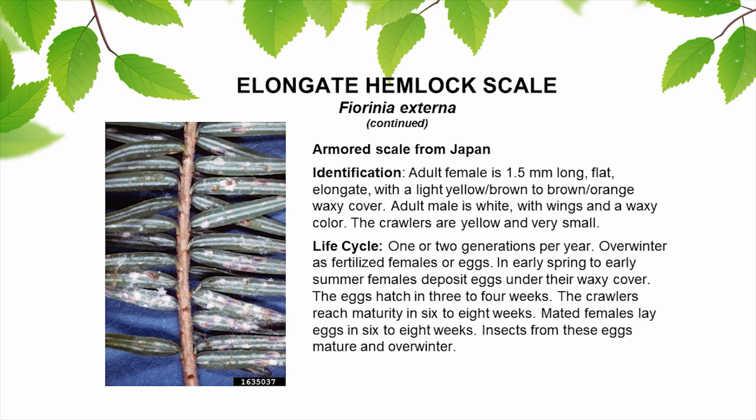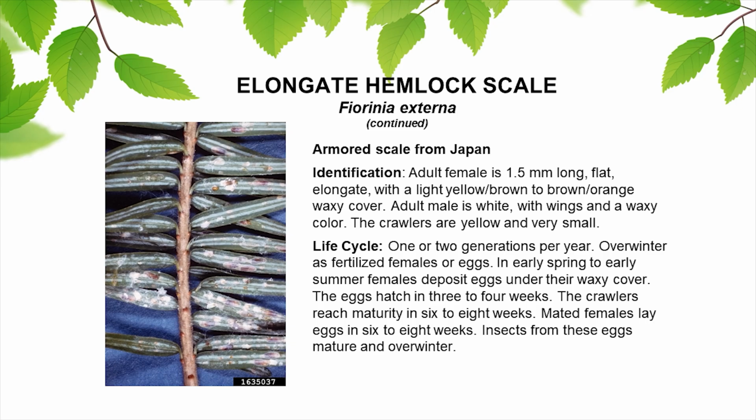Elongate Hemlock Scale. Elongate Hemlock Scale are an armored or hard scale originally from Japan. The adult female is 1.5 millimeters long, flat with an elongate shape. They are light yellow or brown to orange or brown in color with a waxy cover. The adult male is very small, white with a waxy color. It has wings and resembles a wasp. The crawlers are yellow and very small.